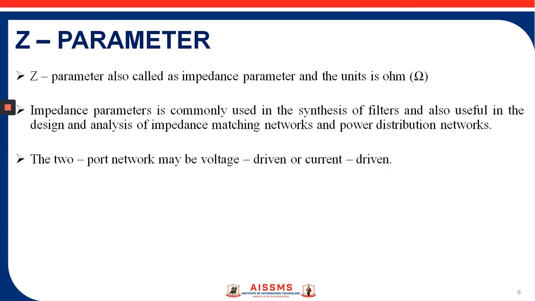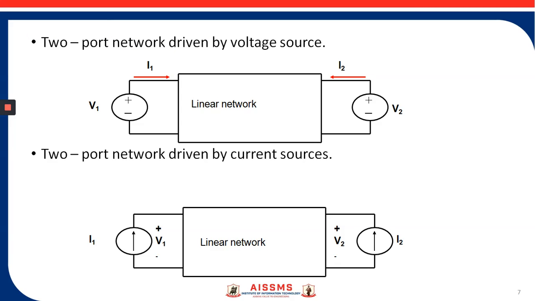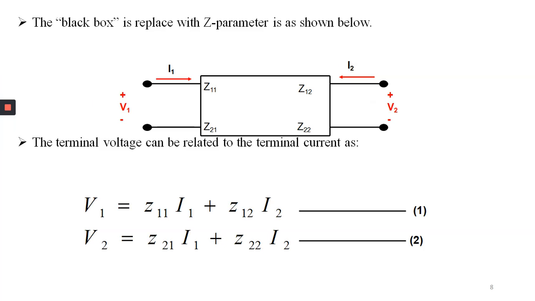Z parameter is also called the impedance parameter and the unit is ohm. Impedance parameter is commonly used in the synthesis of filters and is also useful in the design and analysis of impedance matching networks and power distribution networks. Two-port network may be voltage driven or current driven. The first diagram shows the voltage driven and the second the current driven.